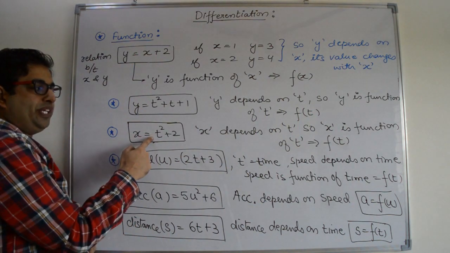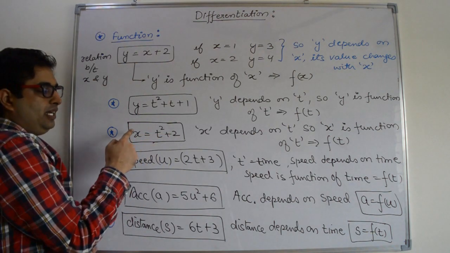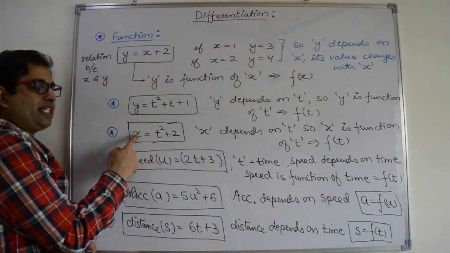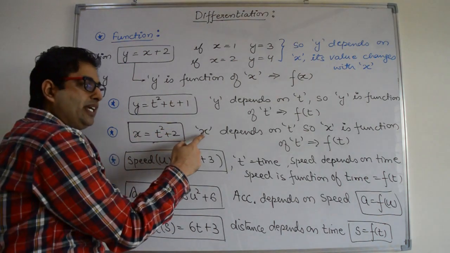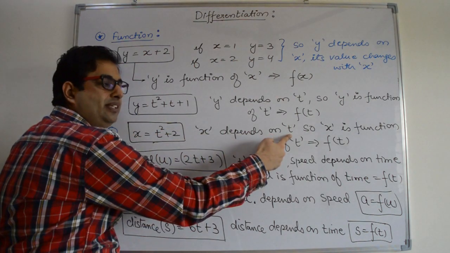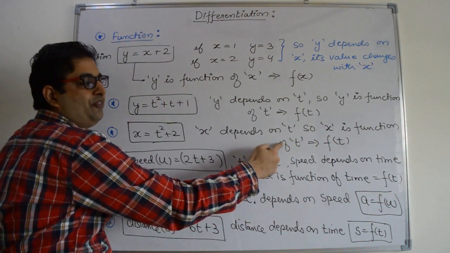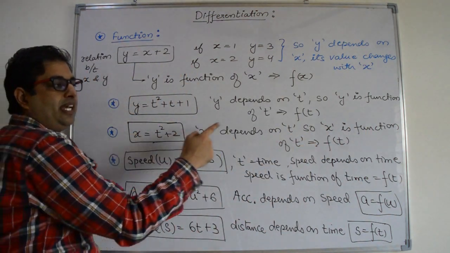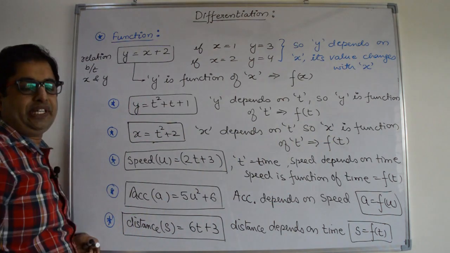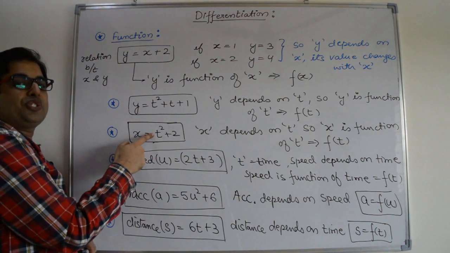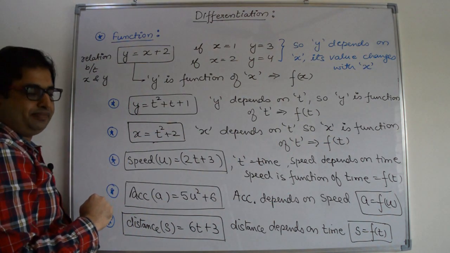x is equal to t squared plus 2. As we change the value of t, x will also change. So you can say x depends on t. So x is a function of t, and we can represent x as f(t), function of t. And what is the function? t squared plus 2. Got it?